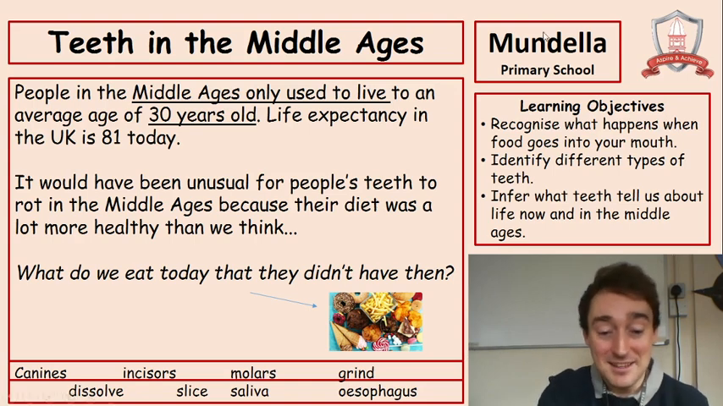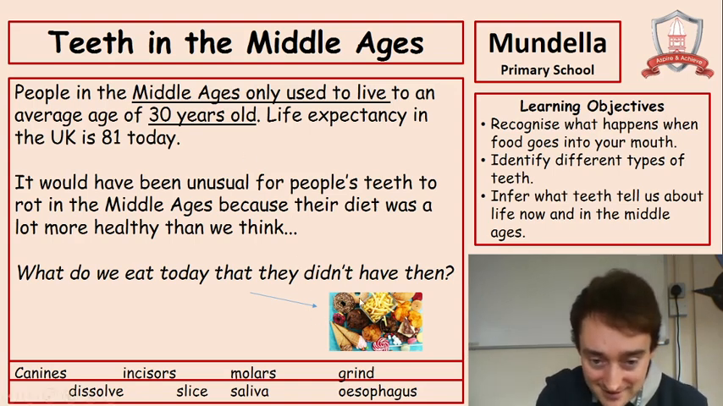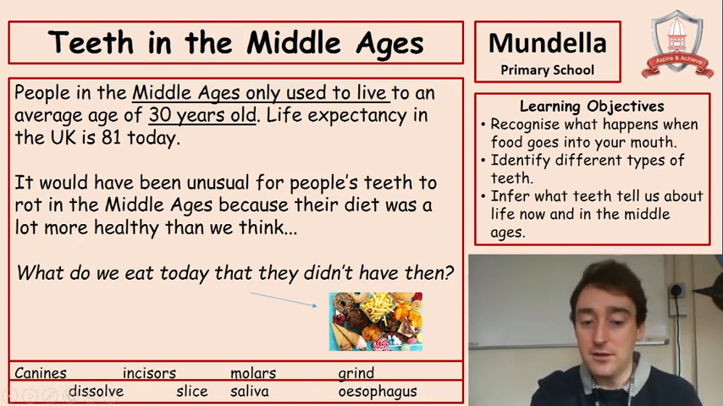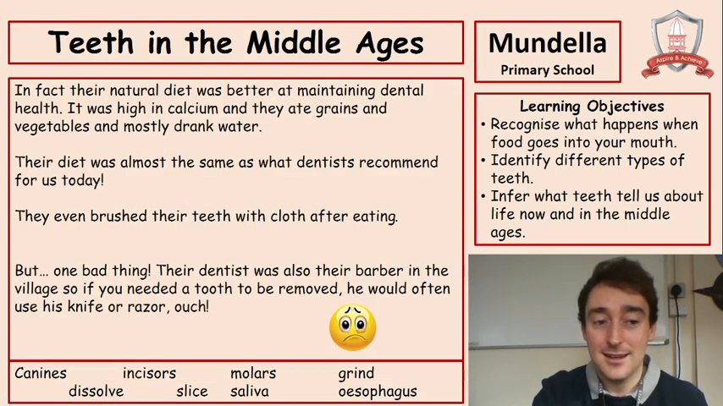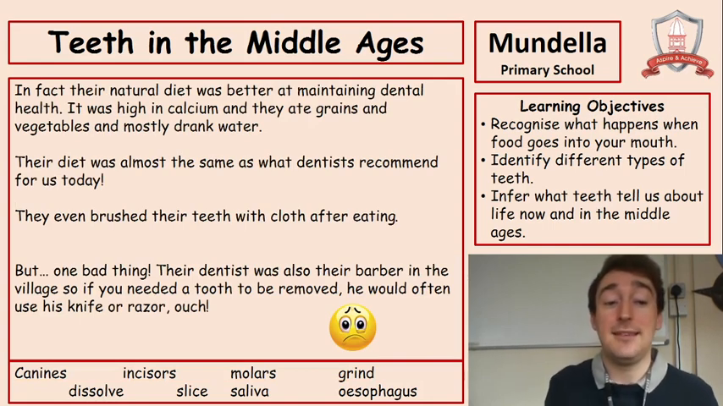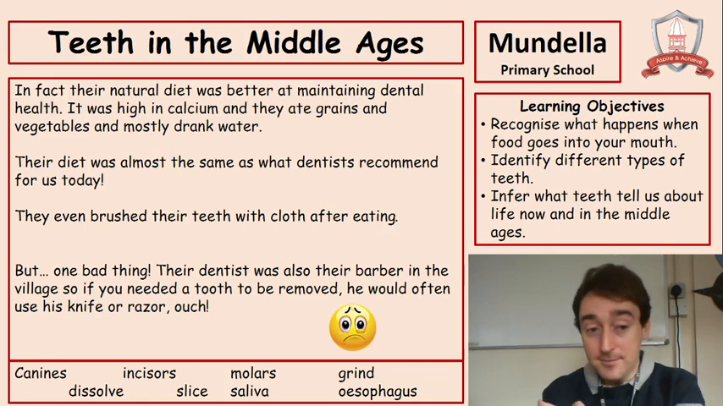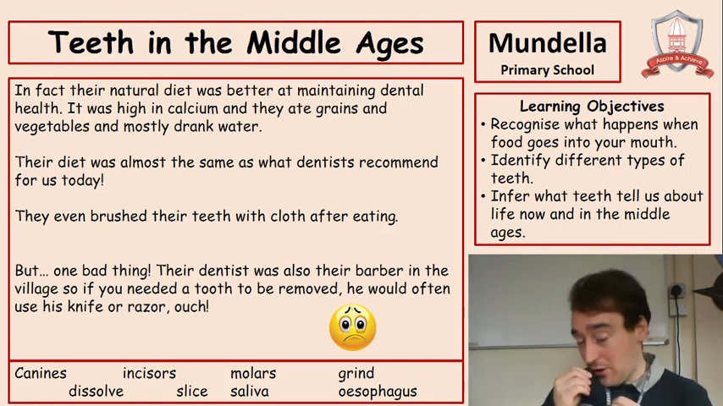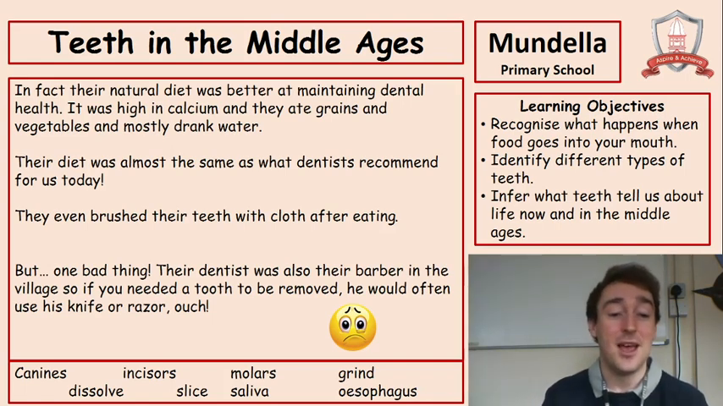Look at that picture down the bottom there. Isn't that all really tasty stuff? Yeah, it is. Oh, but they didn't have that back then, and we have a lot of that now. And I have to admit, not a lot of it is very good for our teeth. So yeah, their natural diet was better at maintaining health. They had lots of vegetables. They grew their own food, as we looked at yesterday, with soil. And they even brushed their teeth with cloth after eating as well.